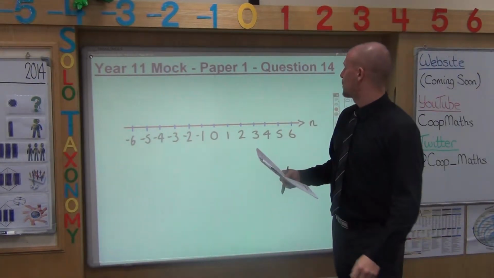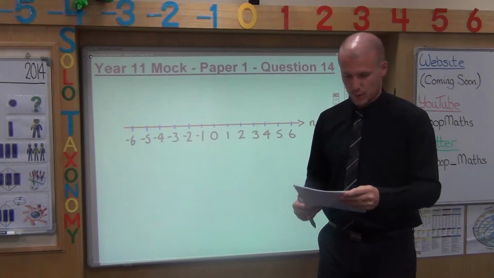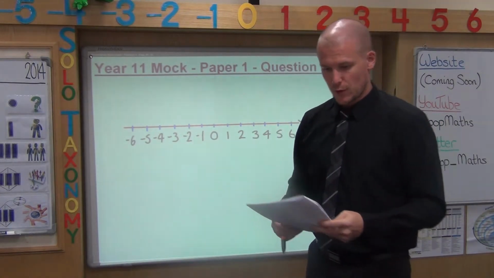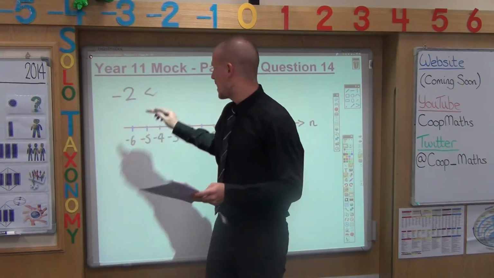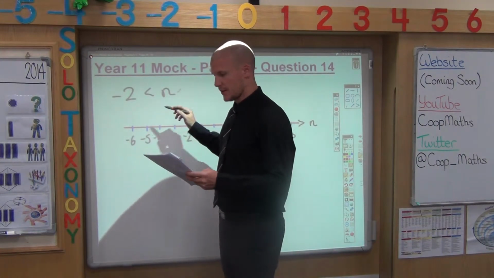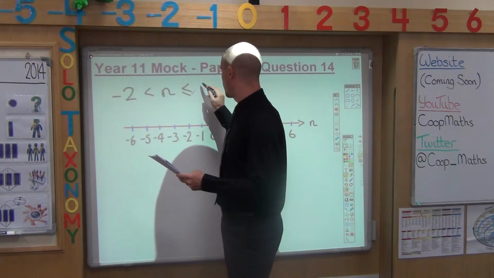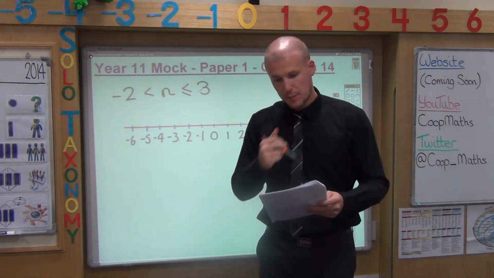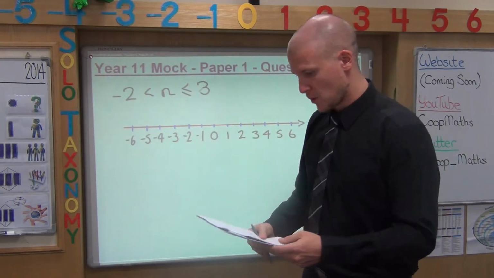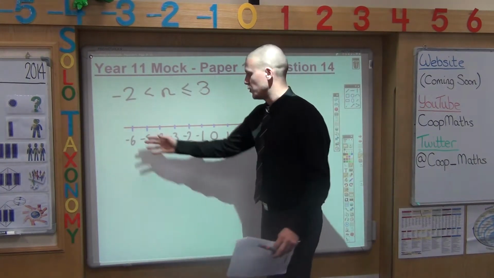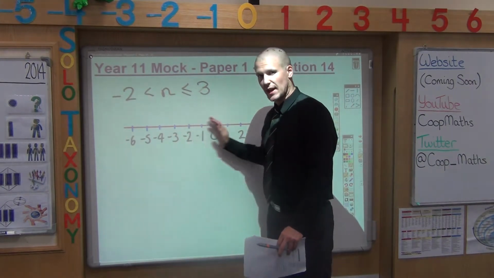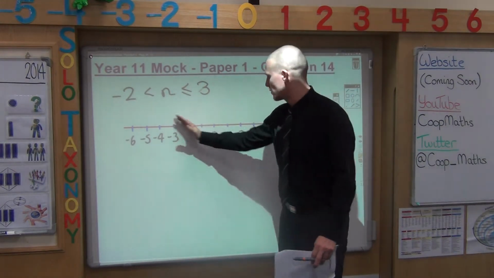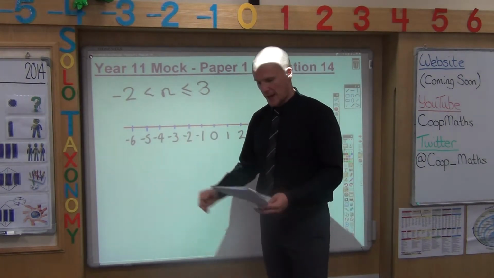Hello. Paper 1, question 14, first of all, part A. They give you the inequality that minus 2 is less than n and n is less than or equal to 3. Represent this inequality on the number line, okay? So in other words, you have this number line here, you have to basically say where this n could be, alright? So you have to mark in some shape, way or form where that n is, okay?